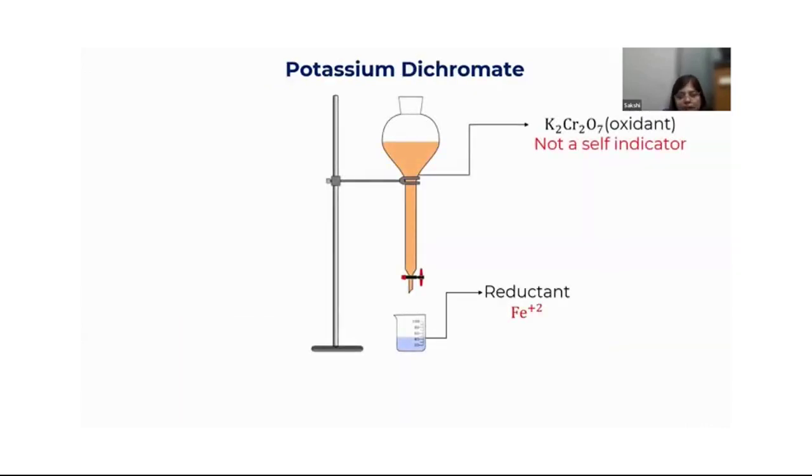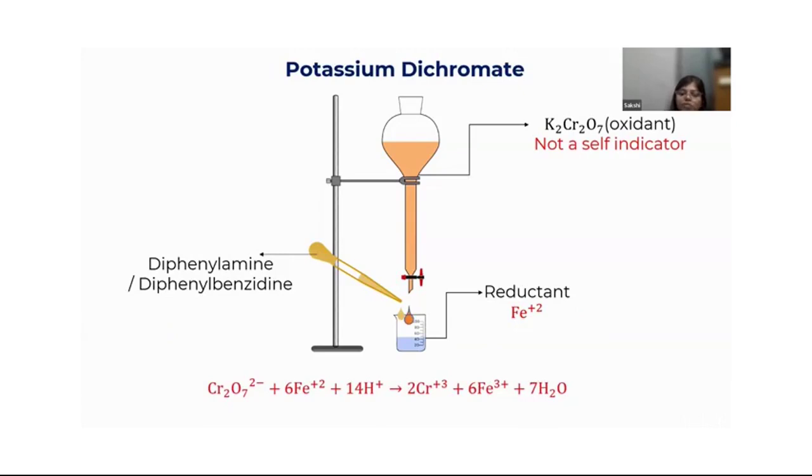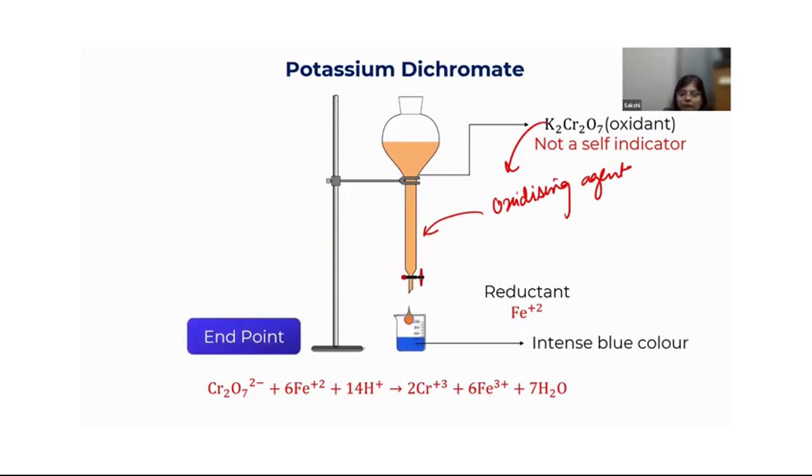Next is potassium dichromate, which is not a self-indicator. So we add diphenylamine or diphenylbenzidine as an indicator. And here also you can calculate it with the help of this reaction. What is happening? Oxidation, reduction. So basically this is a very good oxidizing agent. With the help of the reaction, we can calculate how much of this K2Cr2O7 is required to completely reduce the reductant that is present over here. So end point is an intense blue color, right? Which you get by adding diphenylamine, which is needed because it is an indicator.